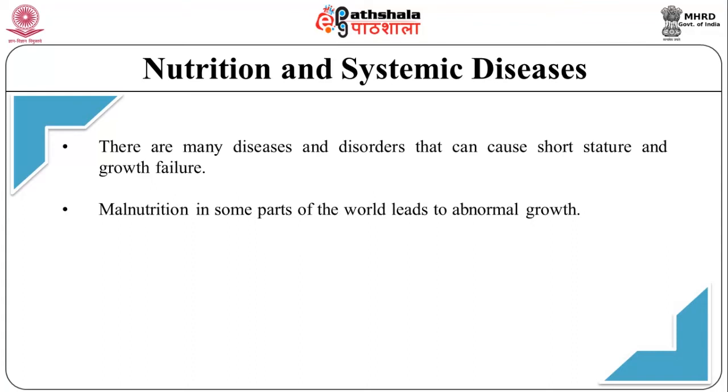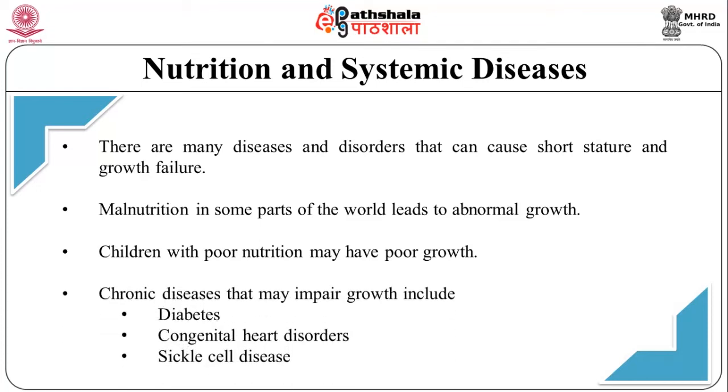Malnutrition in some parts of the world leads to abnormal growth. There are a number of intestinal disorders which may lead to poor absorption of food. Failure to absorb nutrients and energy from food then leads to growth failure. Children with these conditions may have complaints that involve the stomach or intestine. Treatment of these conditions often involves a special diet. Now, normal growth usually resumes after proper treatment is taken. Chronic diseases that may impair growth include diabetes, congenital heart disorders, sickle cell disease.